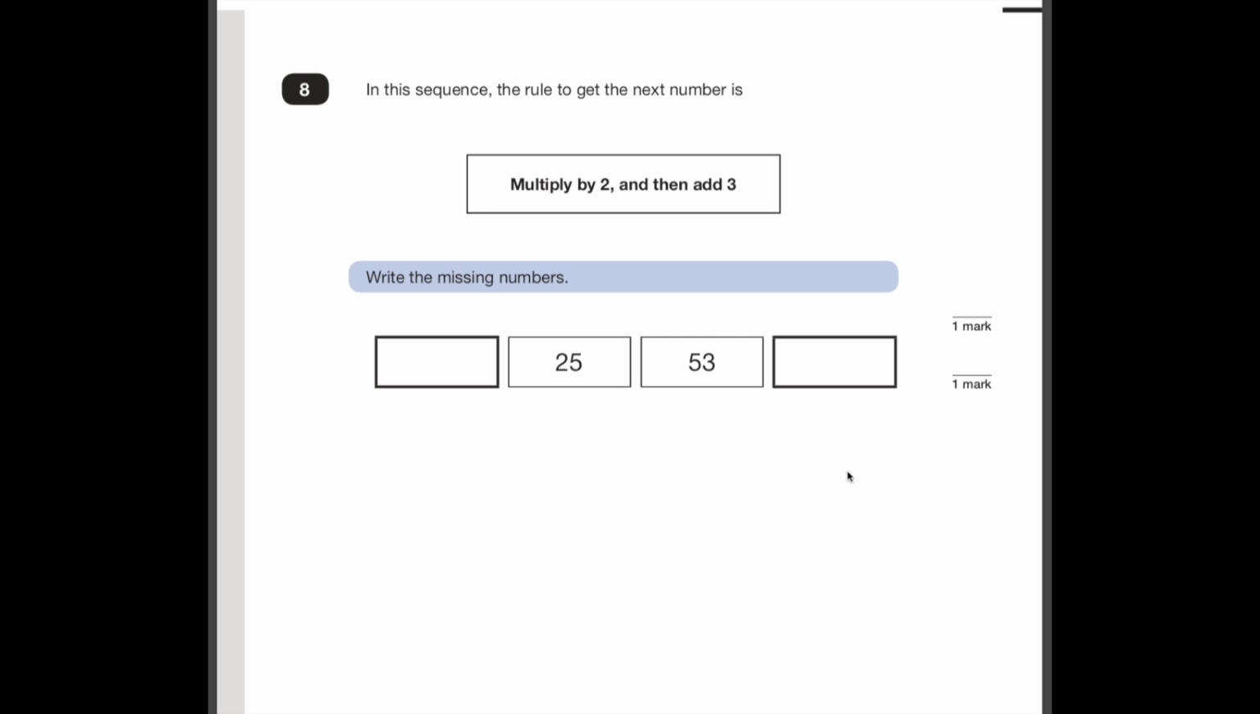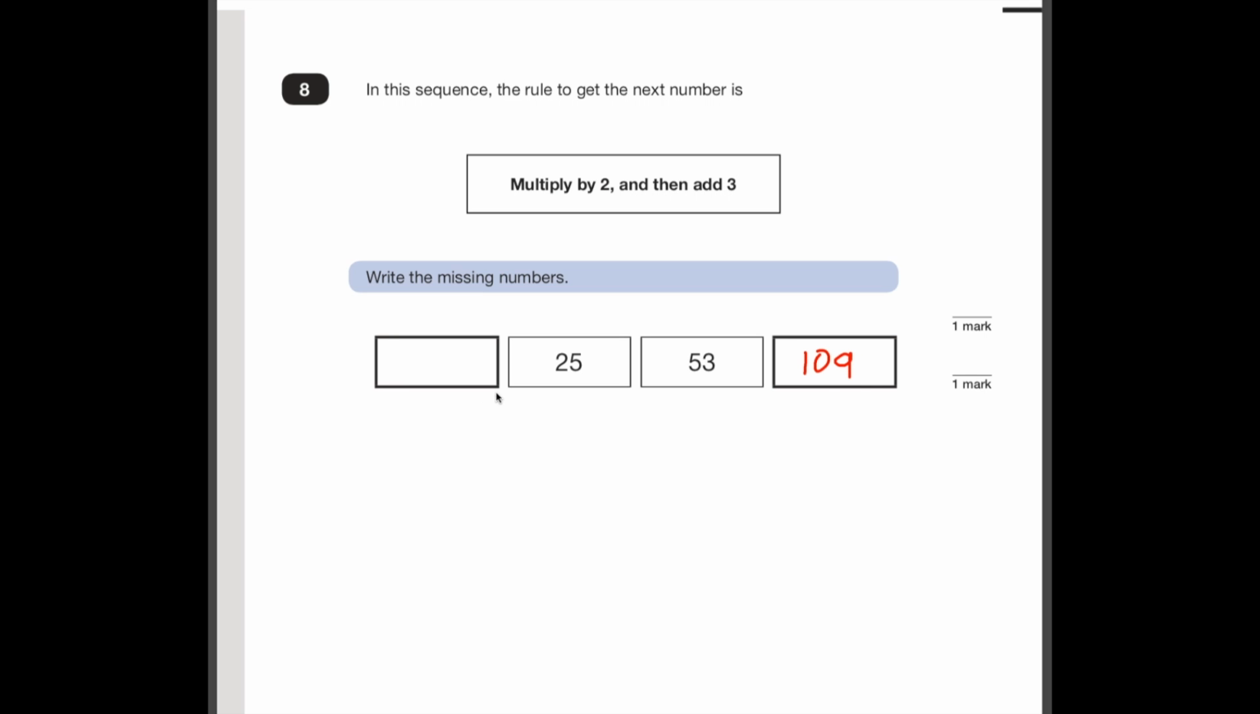Number 8. In the sequence, the rule is multiply by 2 and then add 3. So write the missing numbers. What I would recommend doing first is the ones that you can do without having to go backwards first. So let's have a look at that one. Then we have 53. We're going to multiply it by 2. So 53 times 2 would be 106. And then add 3. 106 add 3 is 109.